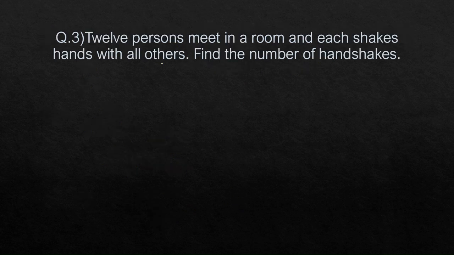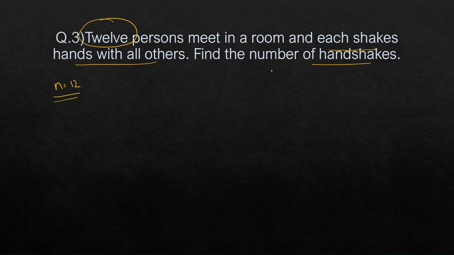Now the next question says 12 persons meet in a room and each shakes hands with all others. Find the number of handshakes. So right now we have 12 people. They meet in a room. This question can be a bit tricky, but trust me, it is very simple if you get the concepts right. 12 persons meeting in a room. So we can take n to be 12 because obviously there is no other number given.